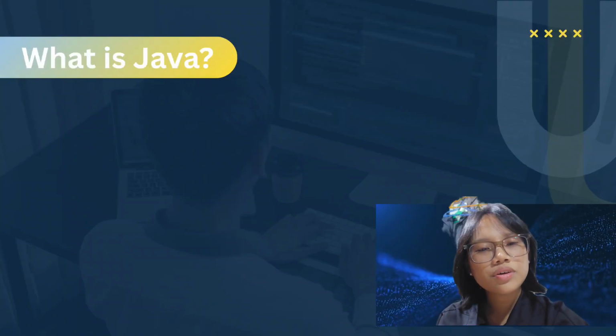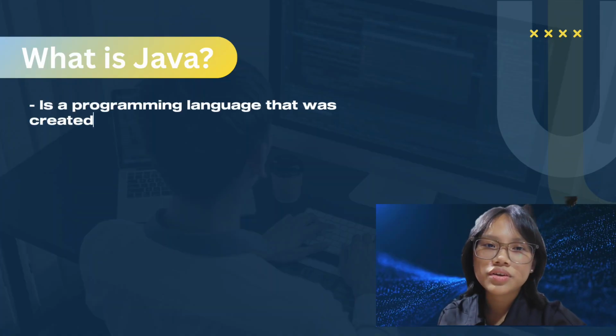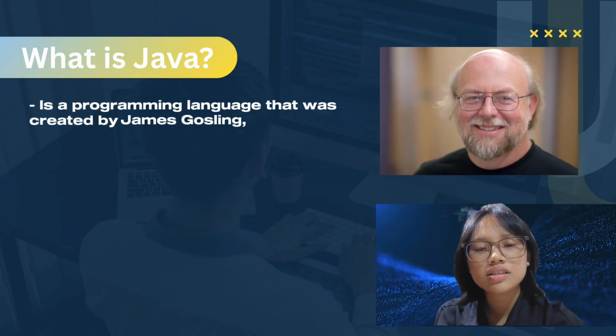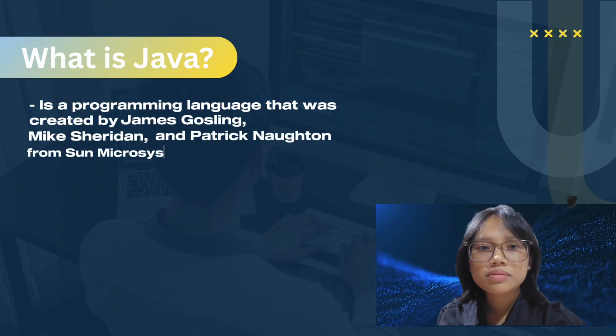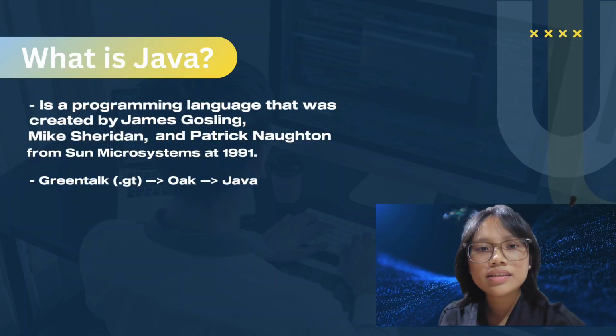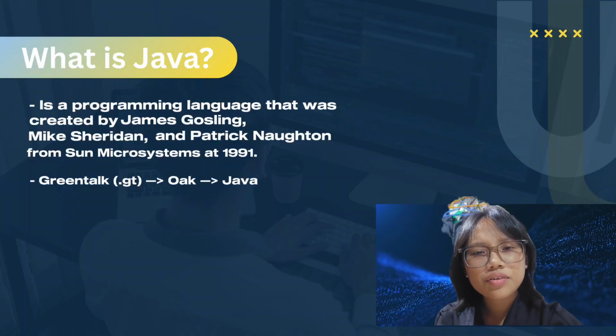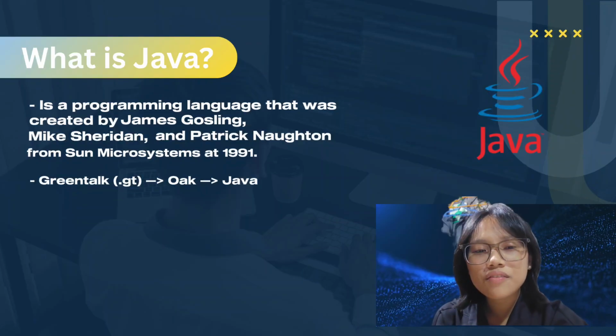First, let's start with what is Java. Java is a programming language that was created by James Gosling and his team, Mike Sheridan and Patrick Norton, at Sun Microsystems in 1991. At first, it was called Greentalk, then Oak, and finally Java, named after coffee beans from the island of Java in Indonesia. That's why the Java logo has a coffee cup.